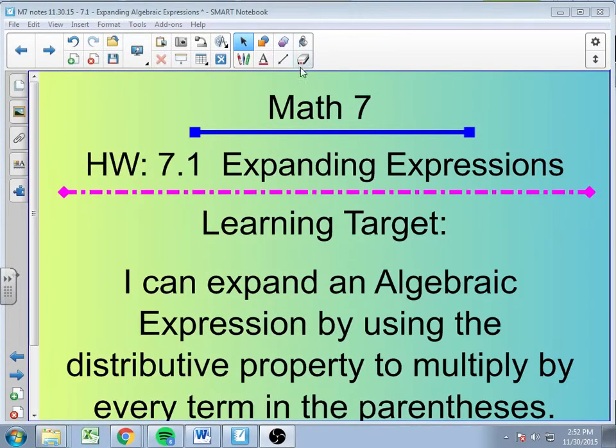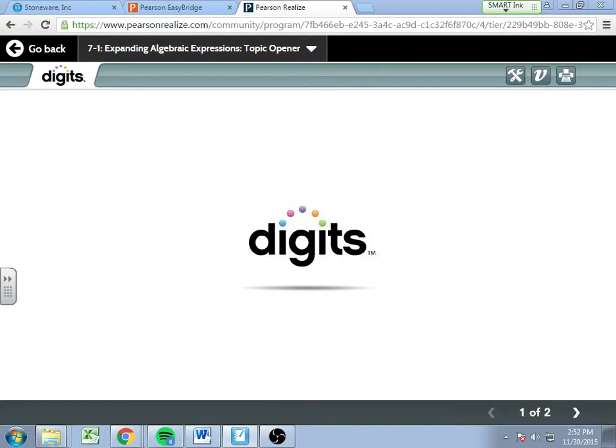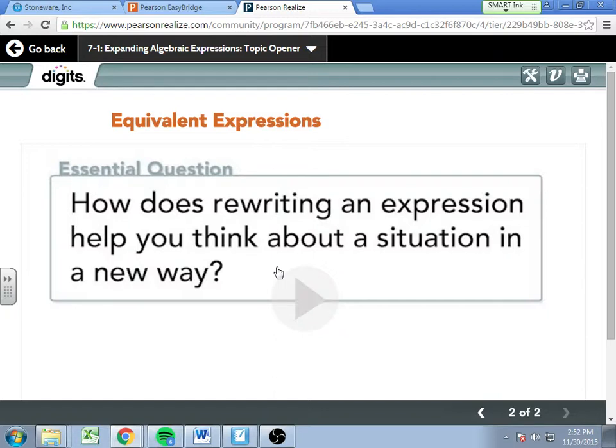All right, so today's lesson is on 7.1, expanding algebraic expressions. Everything we're going to do this chapter is all about algebraic expressions. Now here, after we watch this little video, I'm going to see who knows the difference between an expression and an equation. So here's our little launch video.